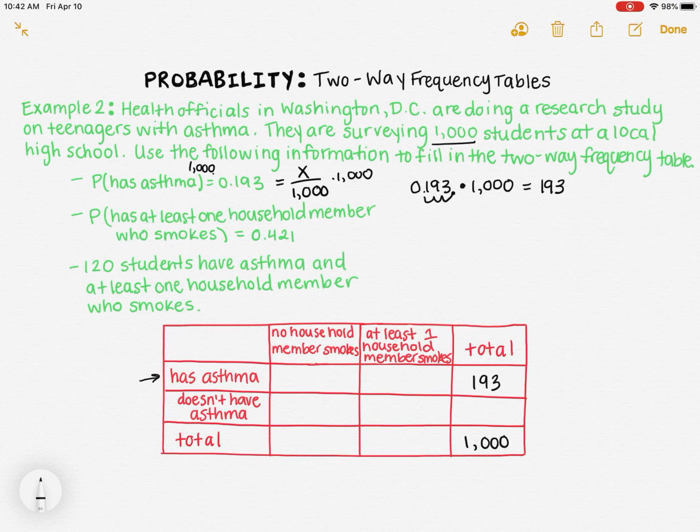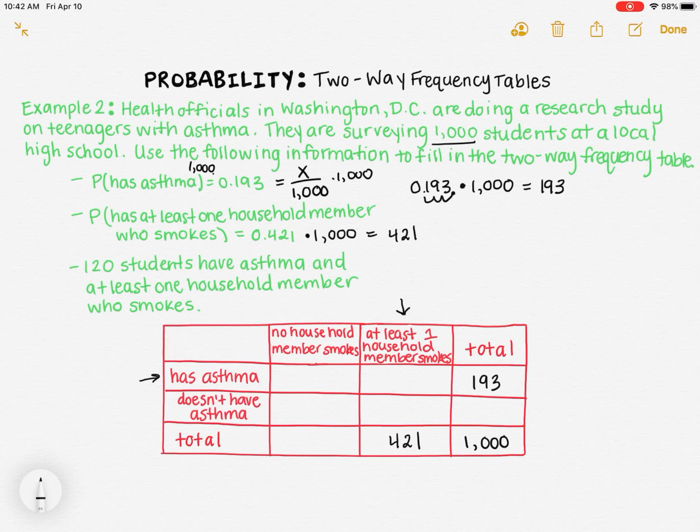This next one, same thing. It's telling us the probability that we have at least one household member who smokes is 0.421. Okay, so I'm looking at this column and I'm looking at the total, and I need to do the same exact thing. I'm going to multiply by 1,000, which means I just have to move the decimal 3 places over, so I get 421.